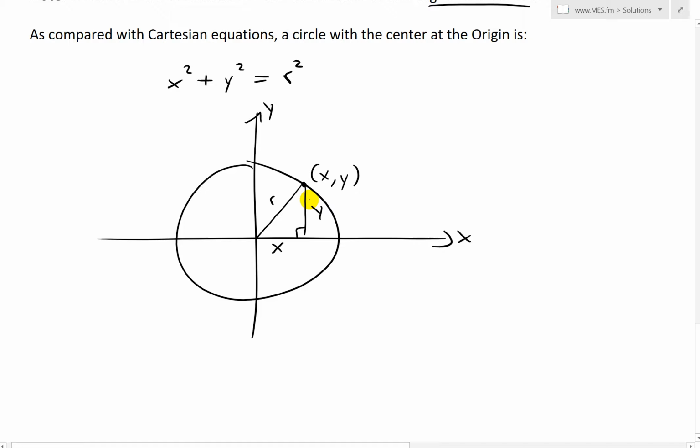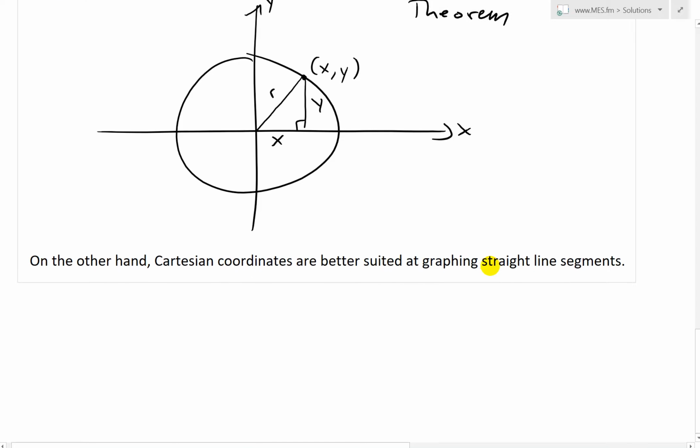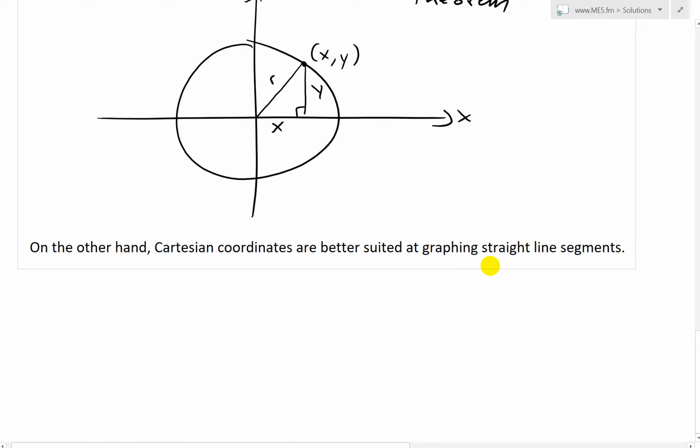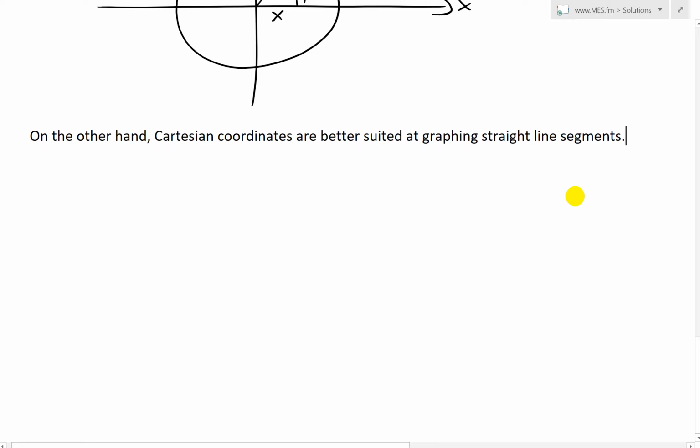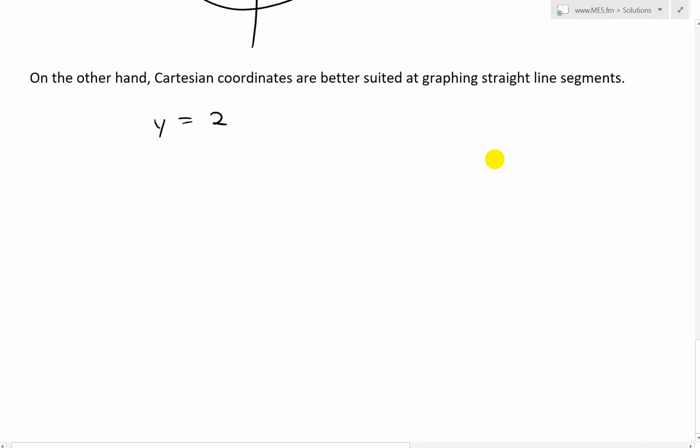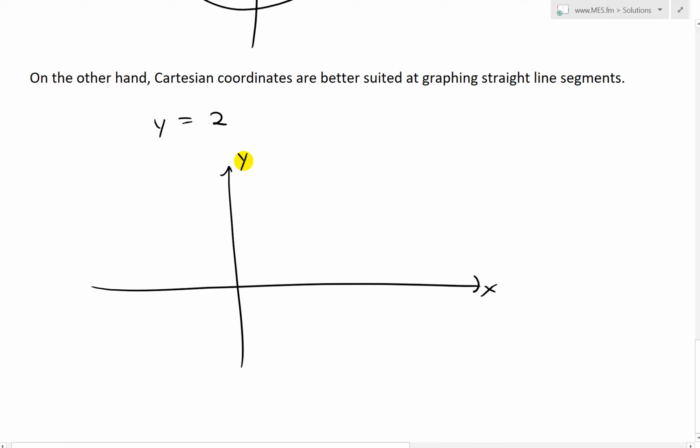And you could even just use the Pythagorean theorem to understand that as well. But on the other hand, Cartesian coordinates are better suited at graphing straight line segments. For example, if you were graphing y equals 2, that's just a straight horizontal line. This is the x, this is the y equals 2. So that is our y equals 2.